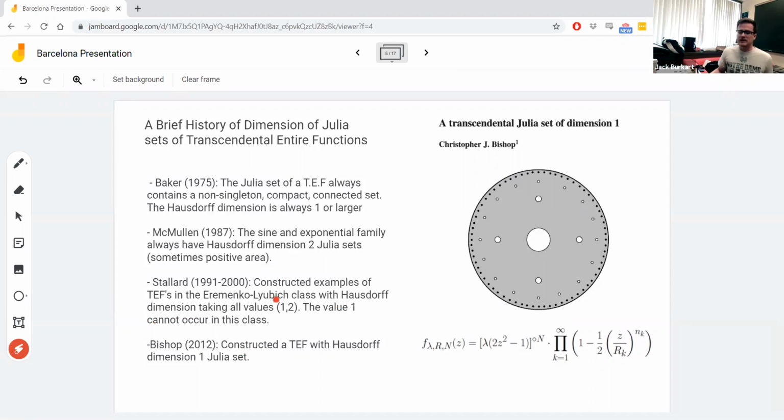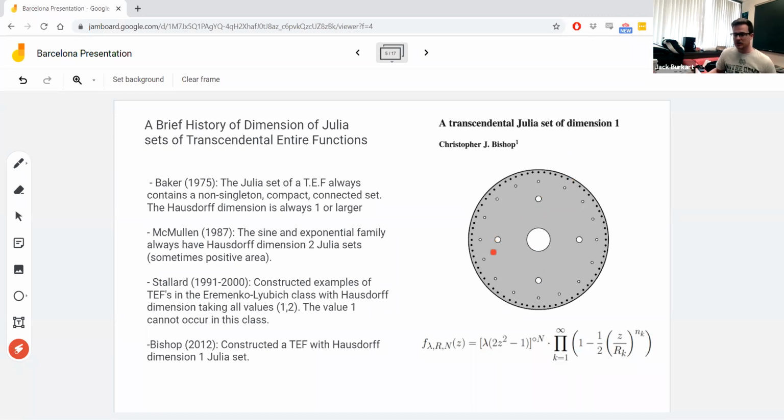And he constructed a transcendental entire function with a Hausdorff dimension 1 Julia set. And so the Fatou components of this entire function look something like this. It's like some sort of infinite Swiss cheese or some CD disk with a bunch of holes punched into it. But the Fatou component is in gray here. And all the complementary components, they're all C1.